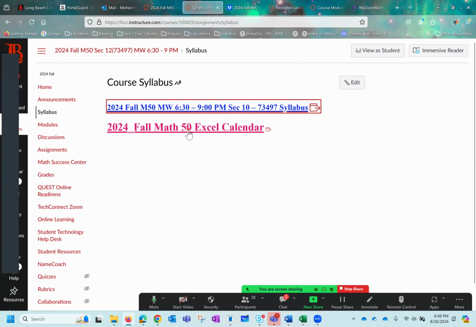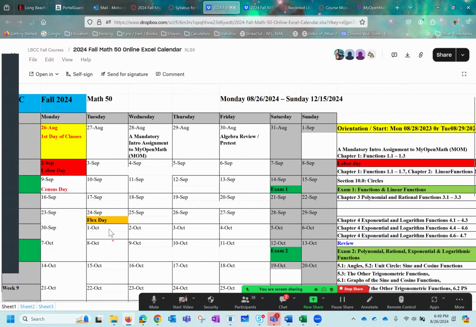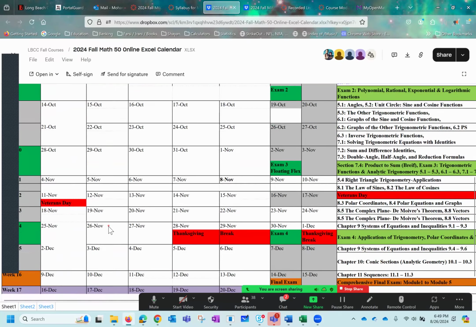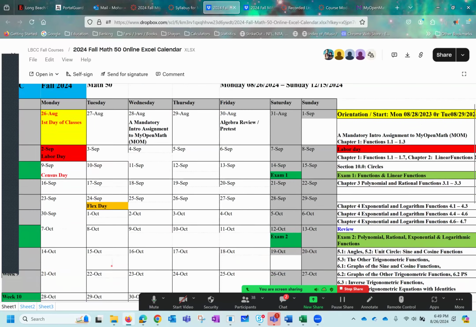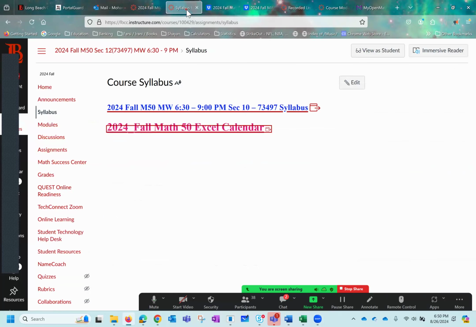If I go back to the syllabus page, underneath that is the Excel calendar. And you can see it gives us the date for the exams. Also, the first couple of assignments. The first one is an introduction to MyOpenMath. The other one is algebra review. They are due immediately.